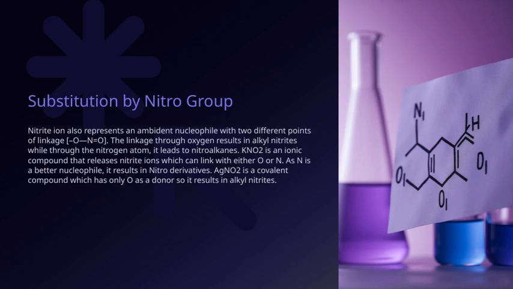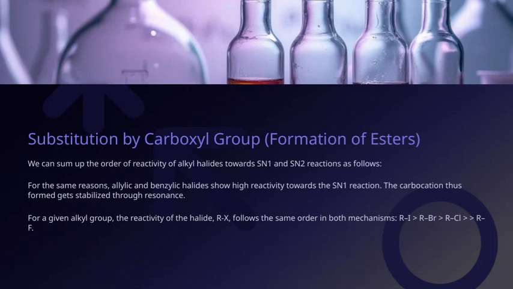Now, on the other hand, silver nitrite, AgNO2, is a covalent compound, and it only has oxygen as a donor site. As a result, it primarily forms alkyl nitrites because it cannot link through nitrogen. This distinction is crucial because it influences how we can use these compounds in substitution reactions, especially when introducing nitro groups into molecules. The nature of the compound, ionic versus covalent, determines which linkage will dominate, affecting the final structure of the product.